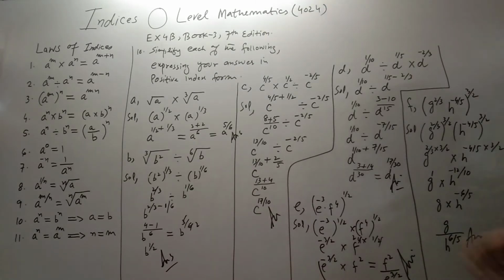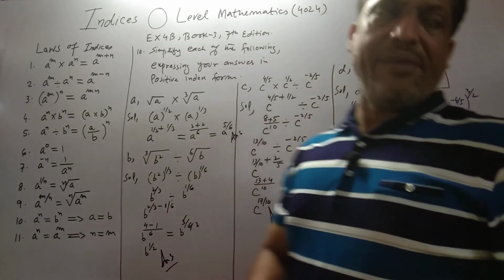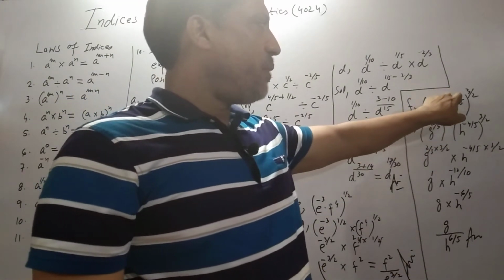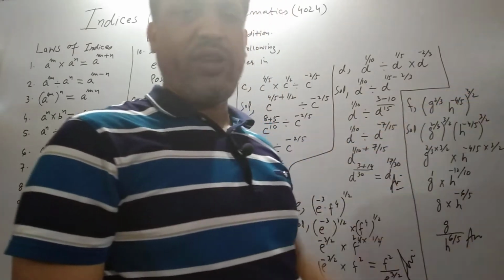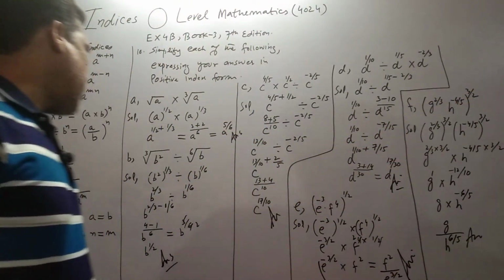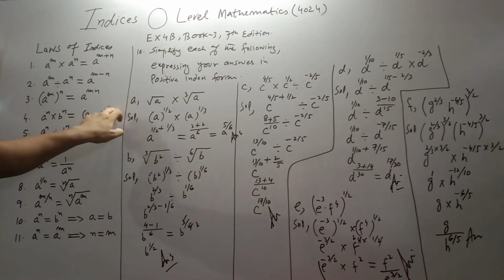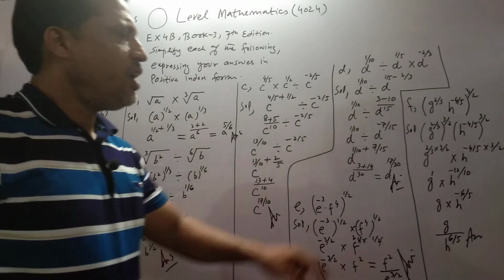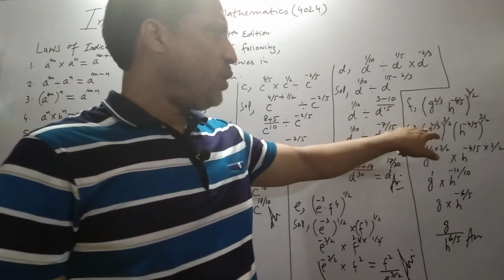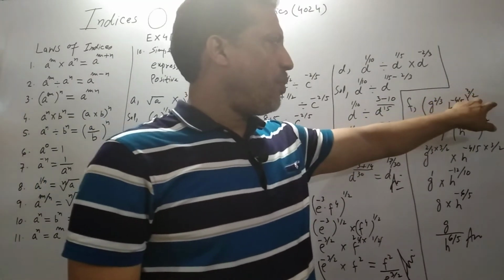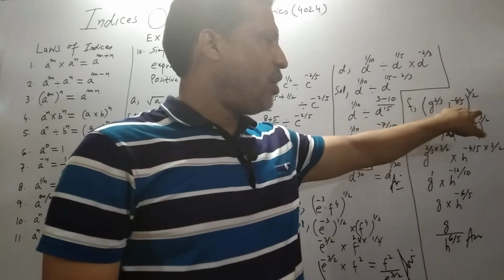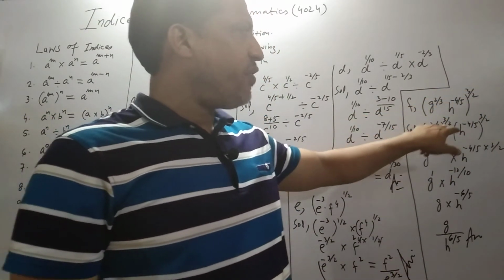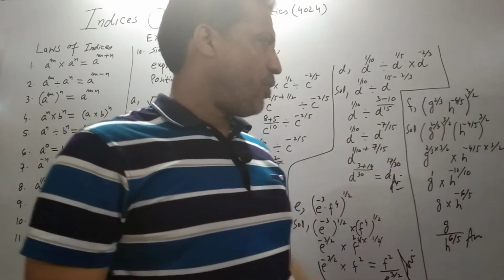Look at the last part, part f. What is part f? g to the power 2 upon 3, h to the power minus 4 upon 5, whole power 3 upon 2. So first apply this law: a multiplied by b to the power n means apply n on a and on b. Therefore, we apply 3 upon 2 to g to the power 2 upon 3 and we apply 3 upon 2 to h to the power minus 4 upon 5.